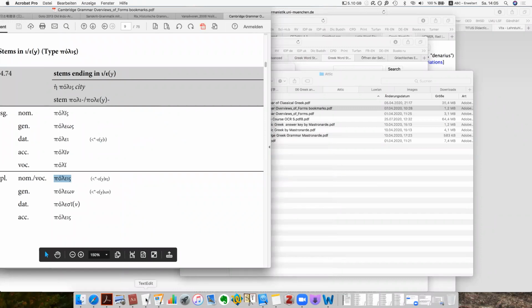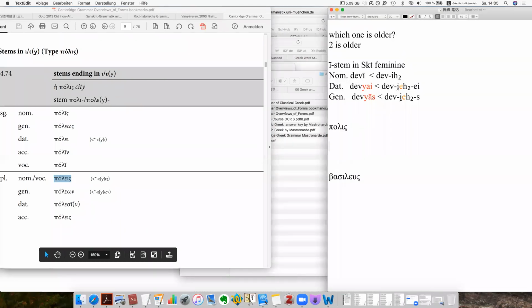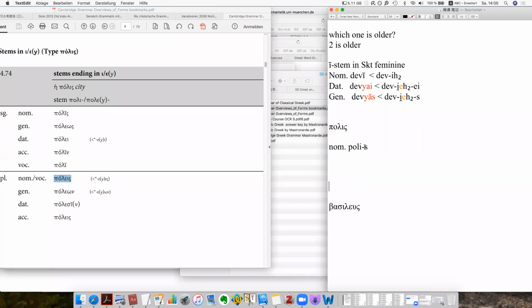For this word, polis, I use transcription here. So poli is actually the stem. The nominative is pretty easy: you have s, and this is the stem. You can compare Sanskrit agnis, so it's basically the same. I is the stem, and s is the ending for nominative. And the accusative is polin, basically the same, compare agnim.